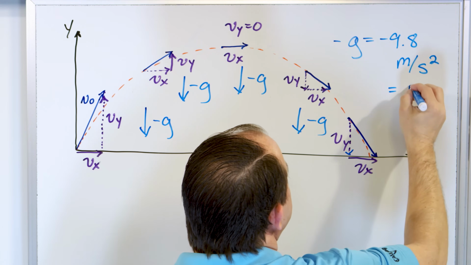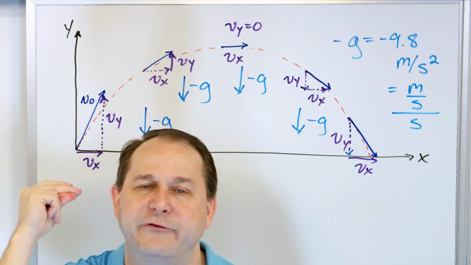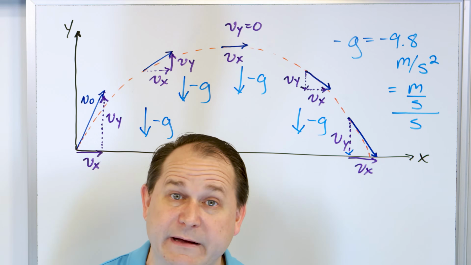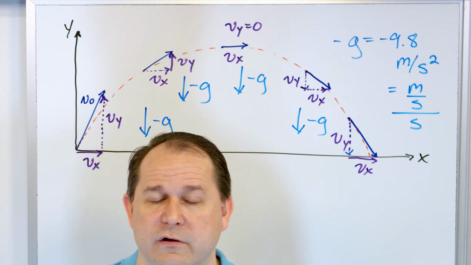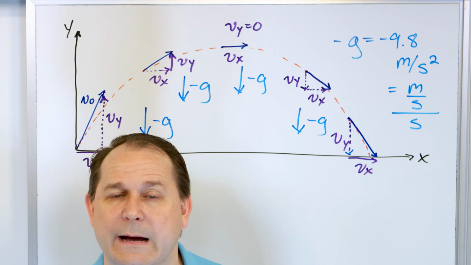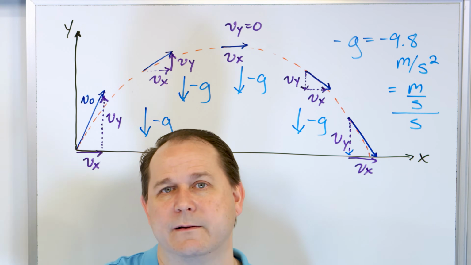What does this mean? This is meters per second per second. This means when the ball drops, after the first second, it gains 9.8 meters per second velocity down. After the next second, it gains another 9.8 meters per second. It's picking up speed. After the third second, it gains another 9.8 meters per second, again pointed down.